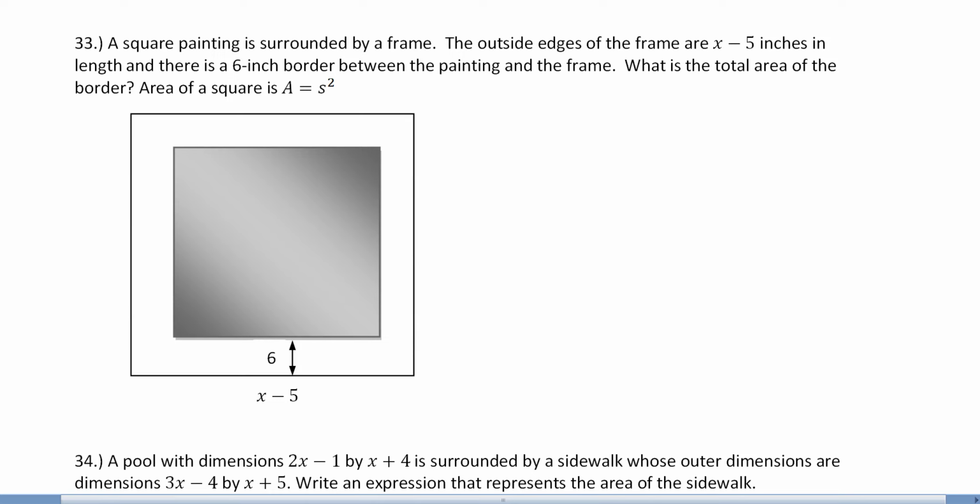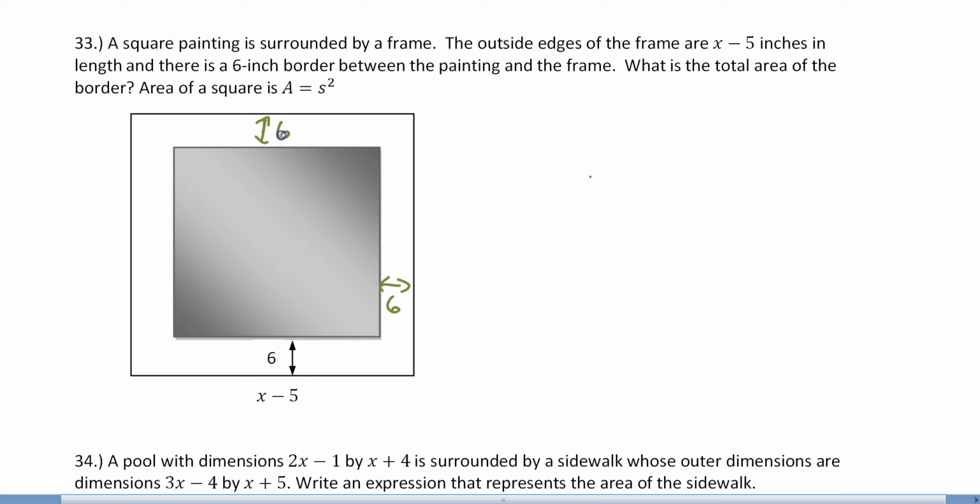If I take a look at the next one, a square painting is surrounded by a frame. The outside edges of the frame are x minus 5 inches in length, and there is a 6-inch border between the painting and the frame. What is the total area of the border? Okay, and so really I'm trying to find the area of this white section around the painting. That's my frame here. All right, and the thing is this. So if this is listed as 6 inches right here, by saying it's a 6-inch border the whole way around, that means this is 6 inches.